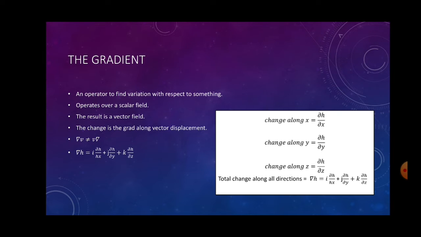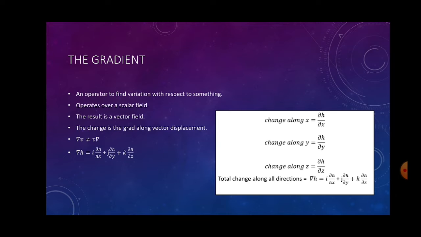The gradient. The gradient is an operator that operates over a scalar field, and we obtain a vector as a result. The gradient is also called the slope of a straight line and shows how steep the line is. It is basically connected with the tangent. When the line is perpendicular to the x-axis, the gradient is undefined.